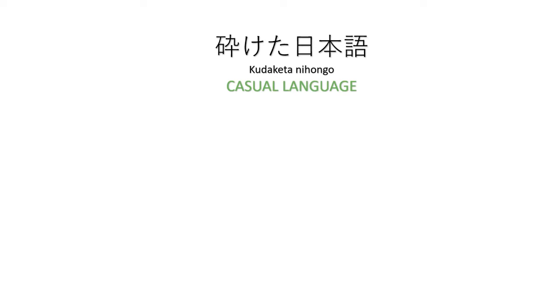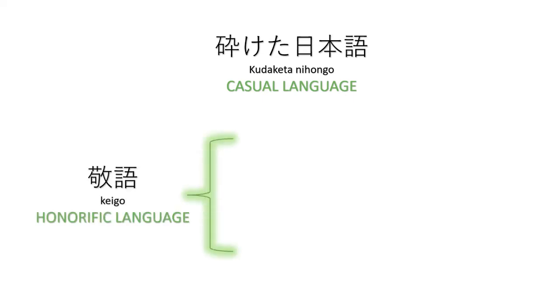So first we have the casual language, that is kudaketa Nihongo. This casual language is what we use when we are talking with close friends or family. Now, we have also learned the polite language, teineigo, the masu form. The sentences that you hear that end in masu, mashita, masen deshita are polite language.